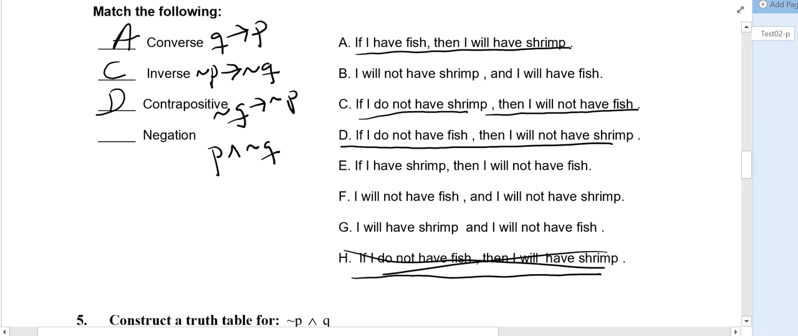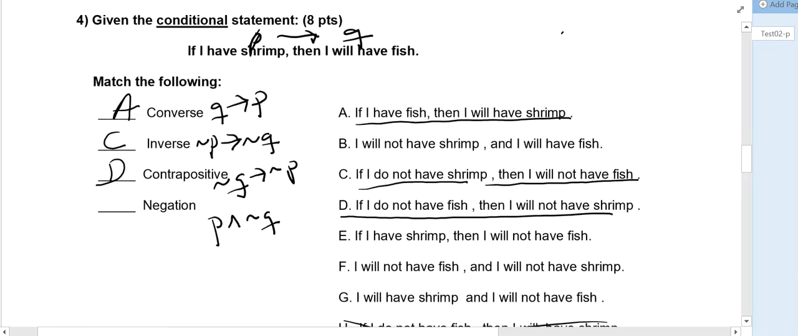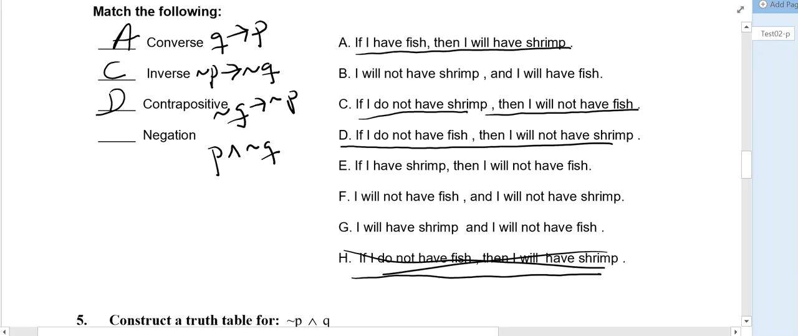D. The negation is an and statement. I will have shrimp and I will not have fish. There it is right here. G.